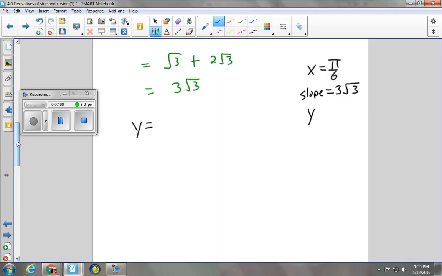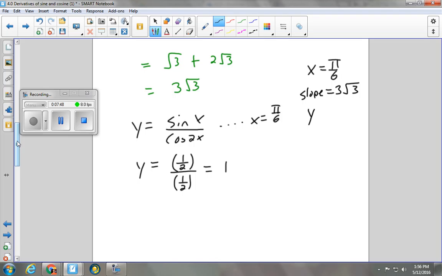So we've got to figure out what that point is so we can put it into our formula. So throw it back in the original. We start with y is equal to sine x over cos 2x, with x equal to pi over 6. If we put that in there, what do we end up with? Root 3 over 2 over half. Sine of pi over 6 is a half, so you end up with a half over a half. So that's equal to 1. So y is equal to 1 at that point.